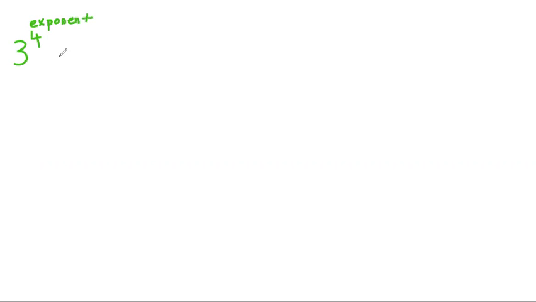But what does this mean? This literally means, and I'll use dots here to connote multiplication, 3 times 3 times 3 times 3, like that. So you can think of exponentiation as repeated multiplication.